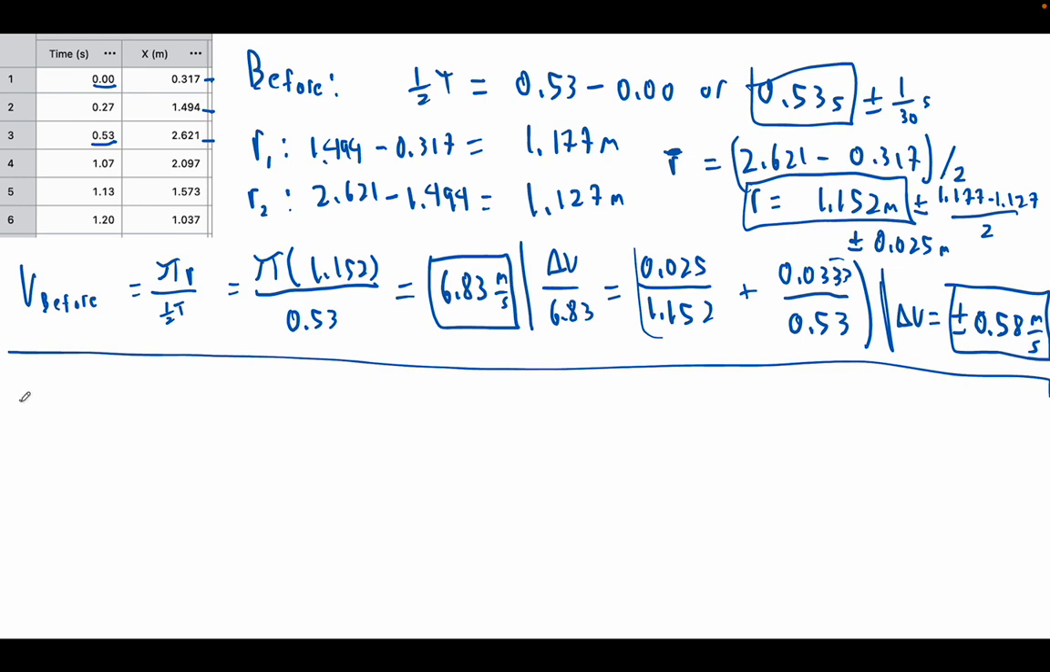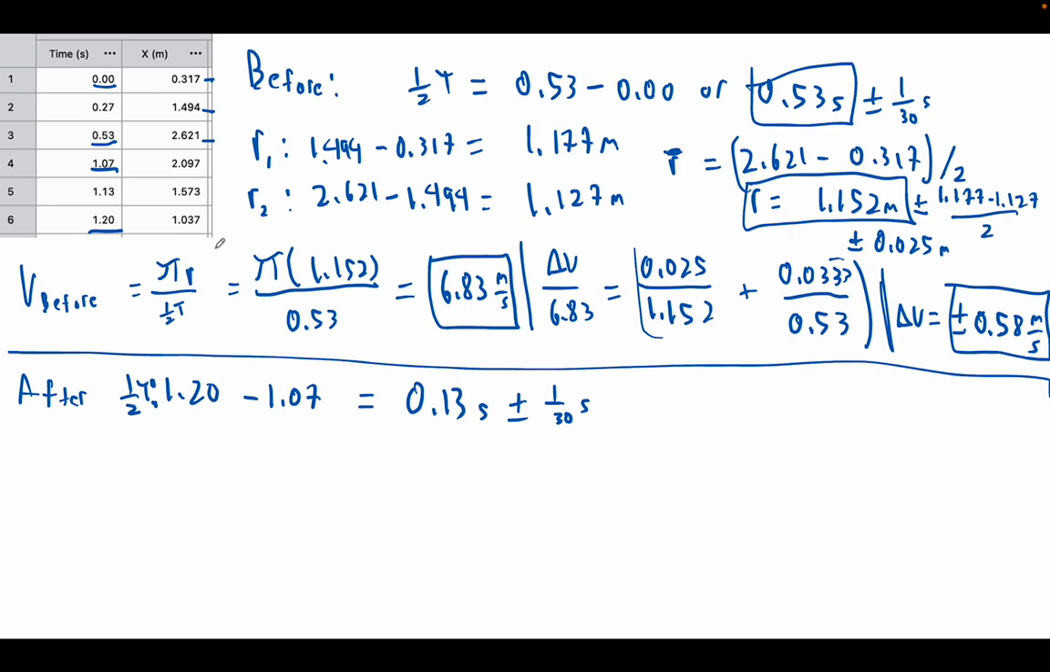So after, the half period is going to be 1.20, this guy minus this guy, minus 1.07. So 1.2 minus 1.07 is 0.13 seconds. So this period definitely got smaller. And this is plus or minus 1/30th of a second.